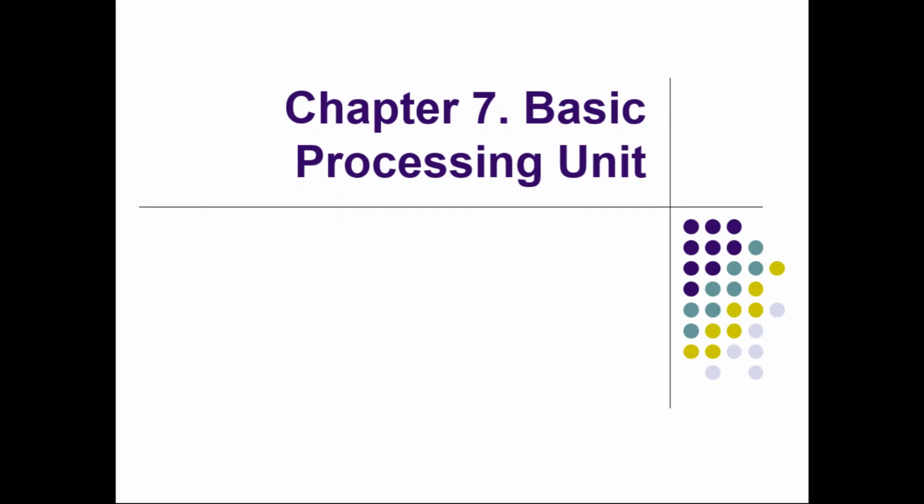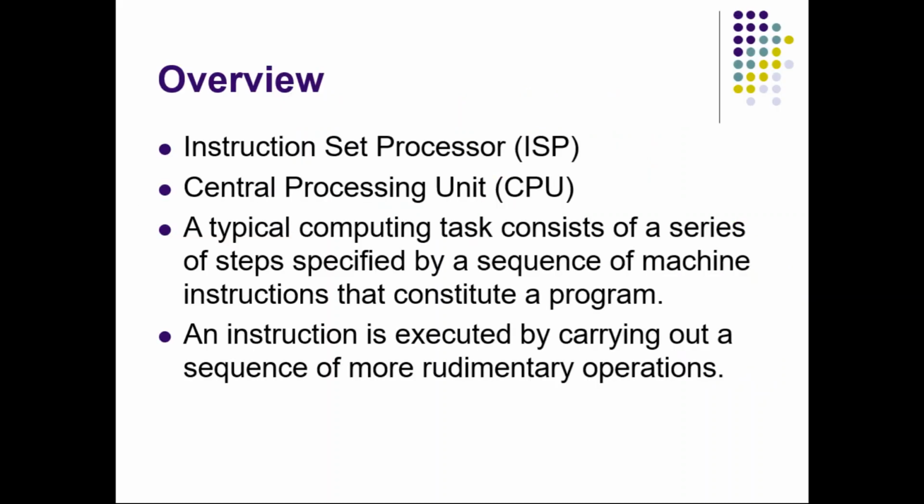So, the topic we'll be discussing in this lecture is basic processing unit. So, we are moving to the next chapter. In the last chapter, we discussed how arithmetic operations are performed in a typical computer. Now we'll be moving to the next chapter of the book, which is basic processing unit. Basic processing unit in the sense it talks about the CPU, the central processing unit.